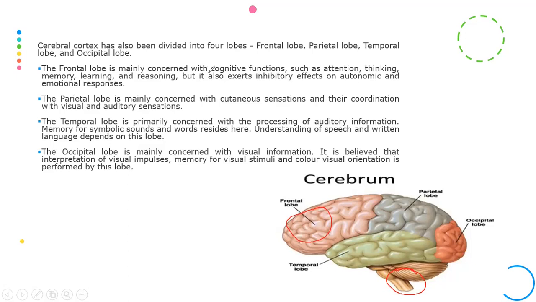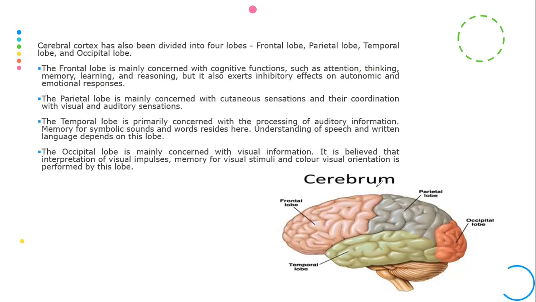The frontal lobe is mainly concerned with cognitive functions such as attention, thinking, memory, reasoning, problem solving, decision making, creativity and communication. But it also exerts inhibition on autonomic and emotional responses. The autonomic things like breathing, sweating, sleeping, temperature control, the contraction of lungs, the blinking of eyelids, etc., will be controlled in relation to this frontal lobe.